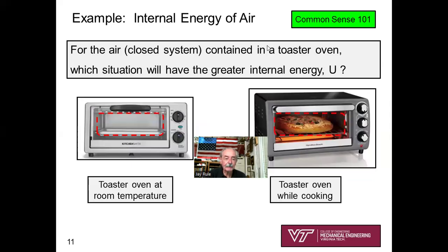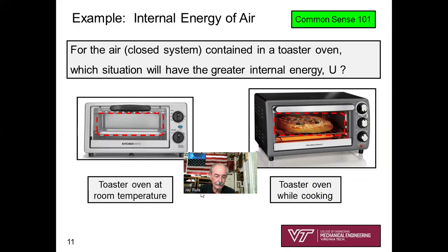Okay, here's another example using Common Sense 101. I've got a toaster oven in my kitchen. Here's my toaster oven sitting on the counter at room temperature, and there's air. My closed system is the air contained within that toaster oven. Room temperature, 25 C.